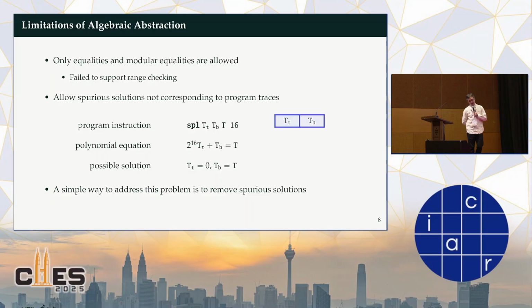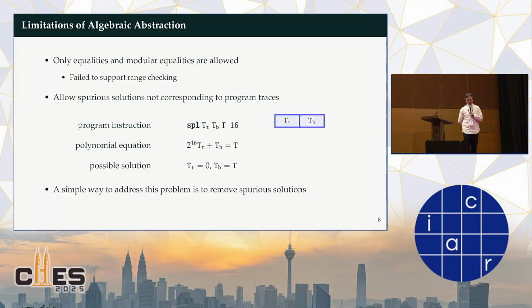So consider the SPL instruction again. There is one possible solution for this instruction, which is TT equals 0 and TB equals T. So if the high 16-bit of T is not all 0, then this solution would be a spurious solution that does not correspond to a program trace.